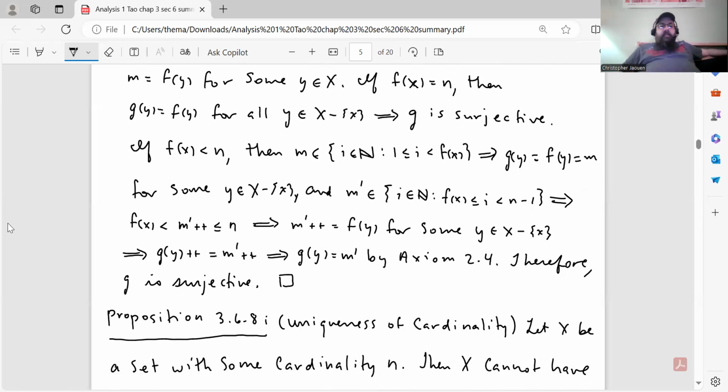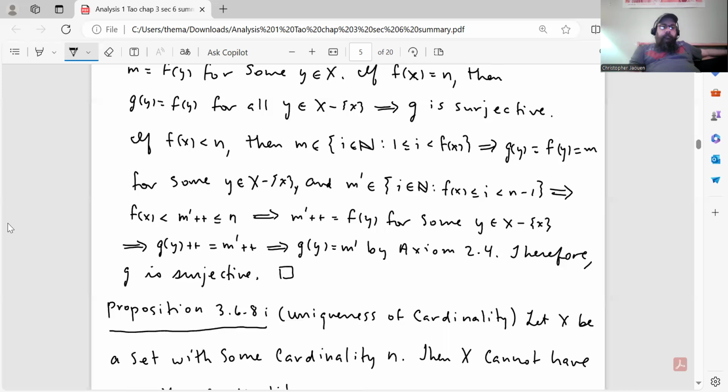Right, that implies that f of x is less than the successor of m prime, less than or equal to N, which implies that the successor of m prime equals f of y for some y in the set X minus the singleton set {x}, which implies the successor of g of y equals the successor of m prime, which implies that g of y is m prime by axiom 2.4. Therefore, that means g is surjective. And those two cases cover everything. So that shows that g is a bijection. And okay, that's the proof of the lemma.